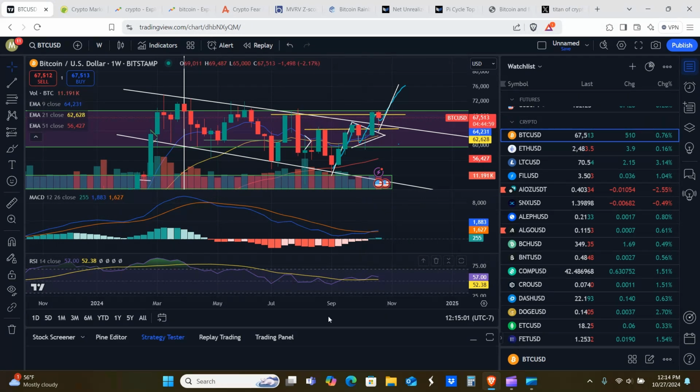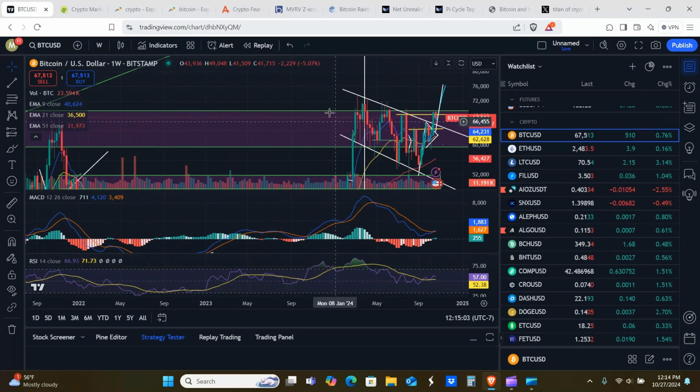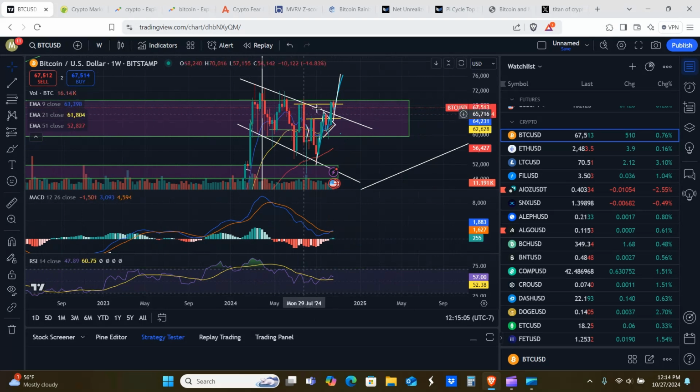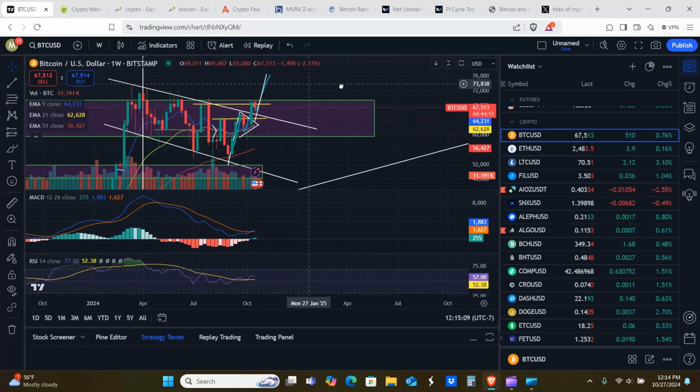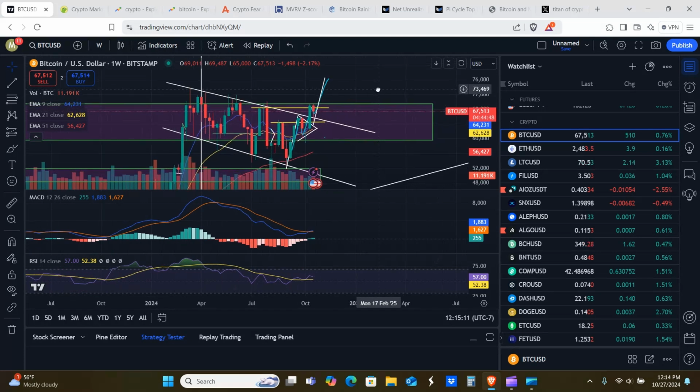So let's get into Bitcoin here. So first thing I want to point over here is that we finally have had a breakout of this kind of flag pattern, cup and handle, falling channel, whatever you want to call it. It's all bullish. So we got these higher highs and higher lows forming. That's a bull trend. Okay.